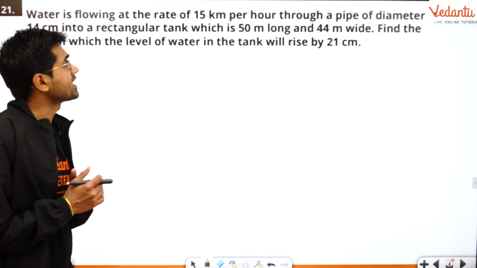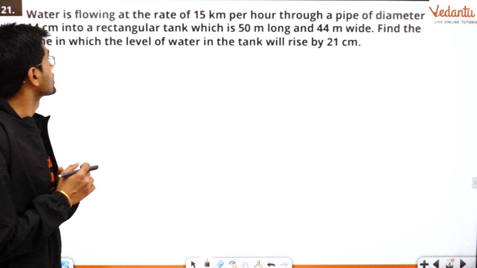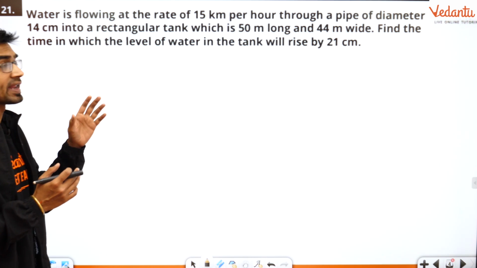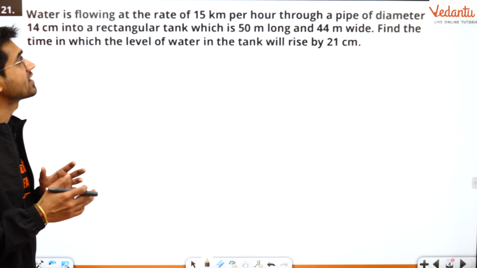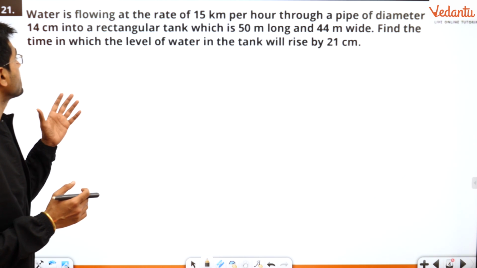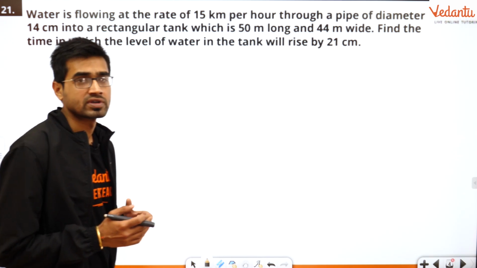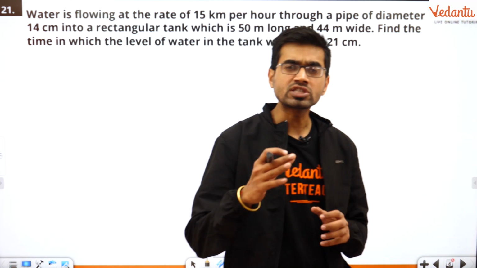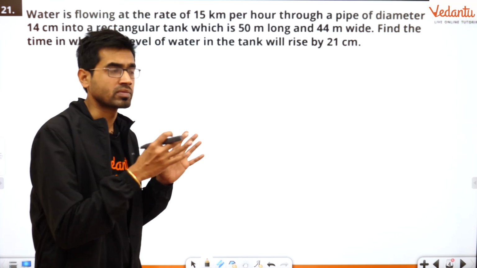Water is flowing at the rate of 15 kilometers per hour through a pipe of diameter 14 centimeter into a rectangular tank which is 50 meter long and 44 meter wide. Find the time in which the level of the water will rise by 21 centimeter. It's a very simple question. I'm giving you a formula, just a formula, and you will be able to do this problem quickly.